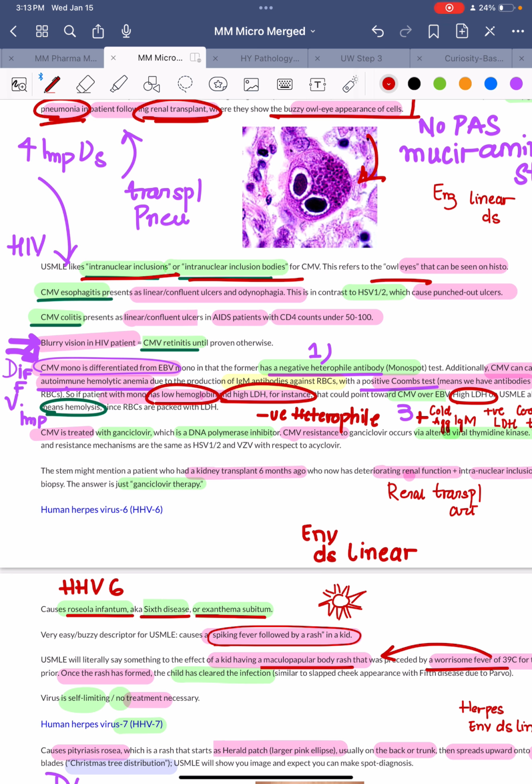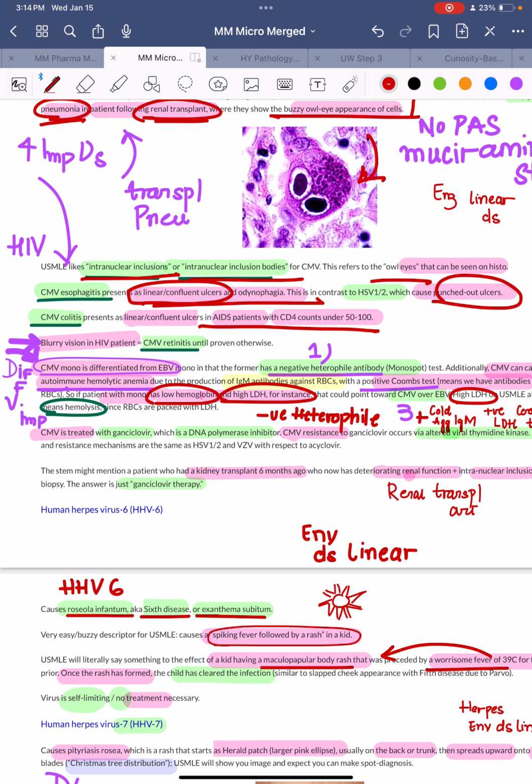And of course we discussed this earlier: an immunocompromised, AIDS, or chemotherapy patient whose CD4 count is between 50 and 100, and the patient has linear or confluent ulcers and has difficulty swallowing. Then these linear confluent ulcers are CMV esophagitis, whereas if he has punched out ulcers, then this is HSV esophagitis.